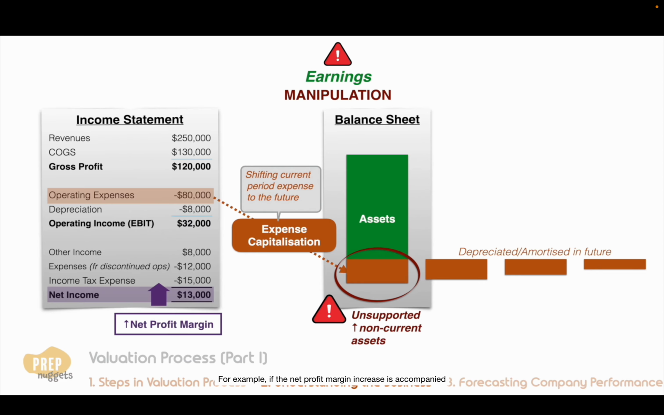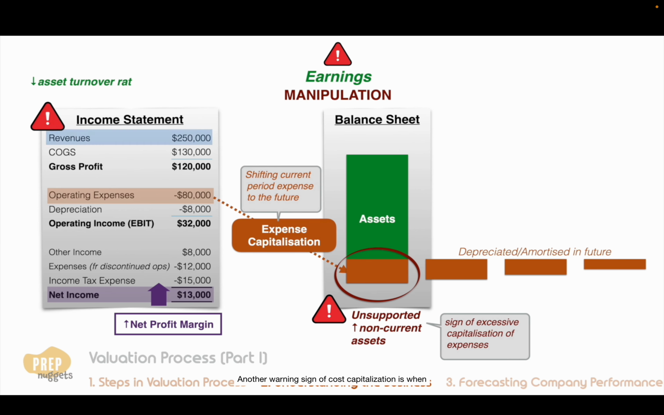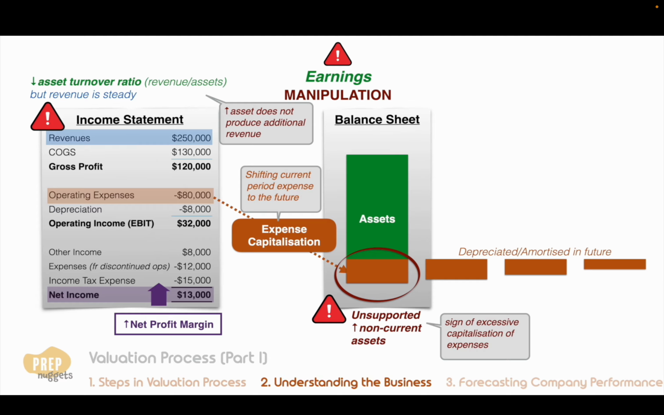For example, if the net profit margin increase is accompanied by a corresponding build-up of non-current assets, this may be a sign of excessive capitalization of expenses. Another warning sign of cost capitalization is when there is an unexplained decline in asset turnover ratios, but revenue is steady. This implies that the increase in assets does not produce additional revenue for the company, which is a sign of excessive capitalization of expenses.